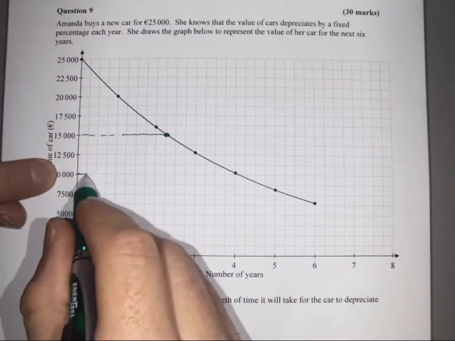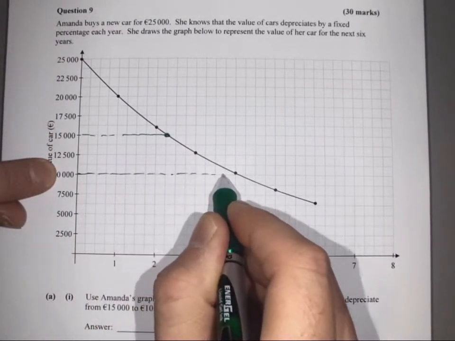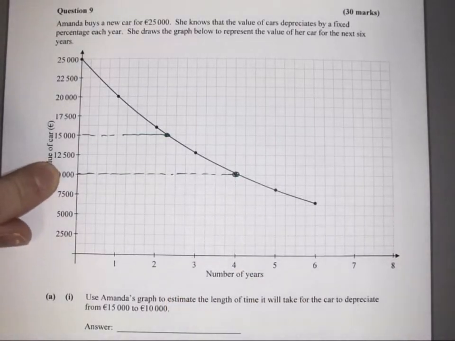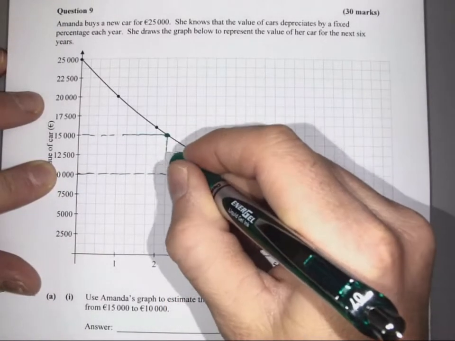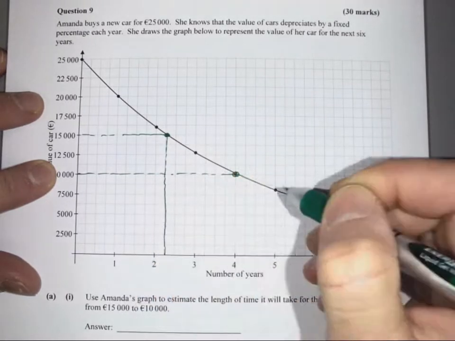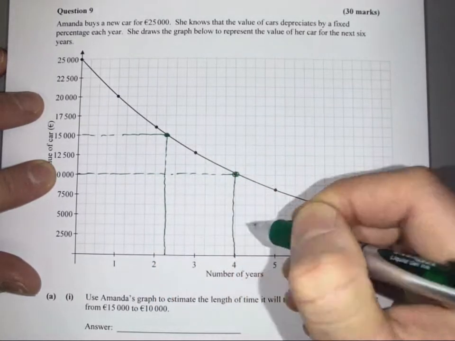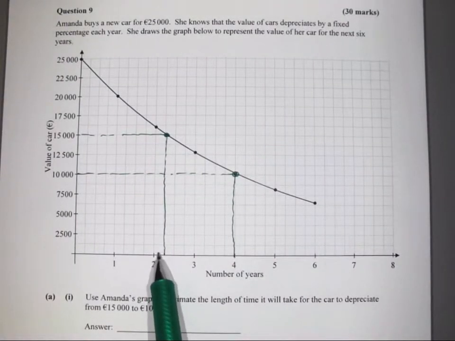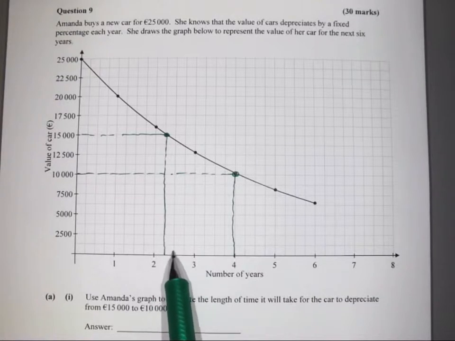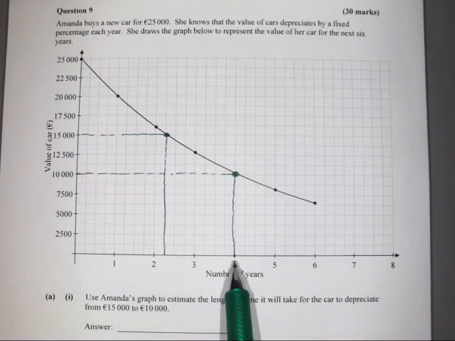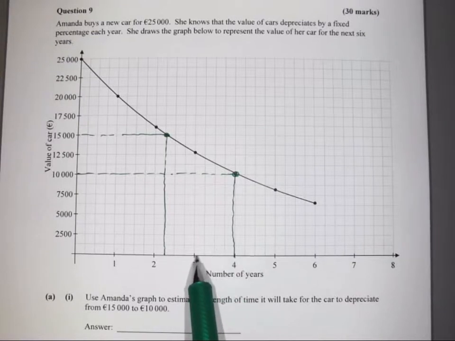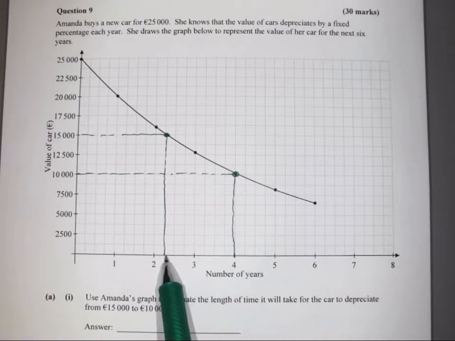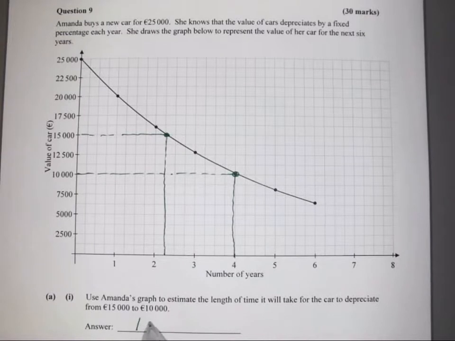And here it is at 10,000. And what's the time frame there? Well, if we drop down vertically here, 2 and a bit years, and here we have 4 years. So it goes from 15 to 10, from 2, that's 1 box, 2, 3, 4 boxes. So that's 2 and a quarter years, and that's 4 years. So that's 1 whole year and 3 quarters.